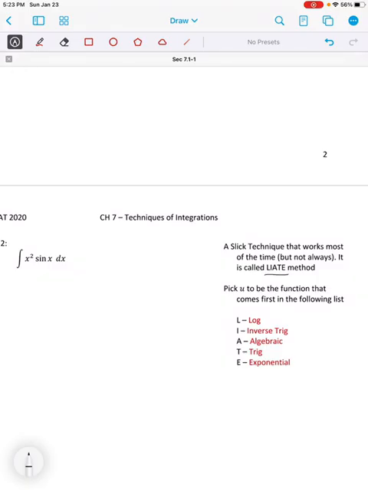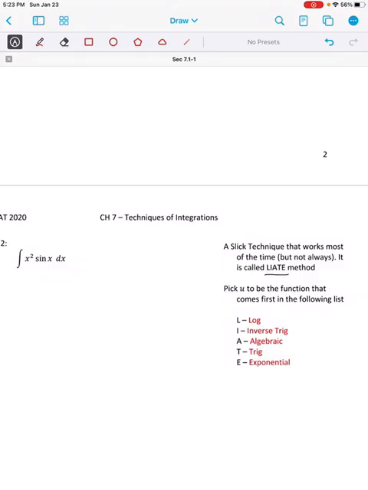And this is called the LIATE method. No, not every instructor introduces this, because this method doesn't work every time. But I think it's a good idea to know it, because it saves you a lot of time when you have to pick your u and dv.